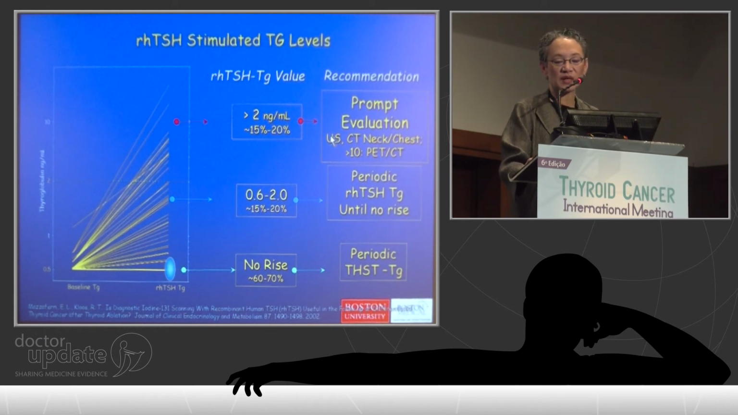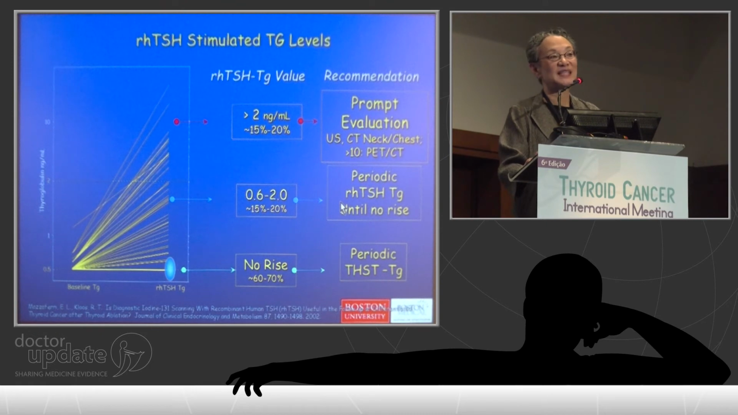So I would start with the usual ultrasound and CT of the neck and chest, but the one other caveat is that if the TG is really high, so it really stimulates, instead of to 3, stimulates to 15, so above 10, you might consider doing a PET CT scan.